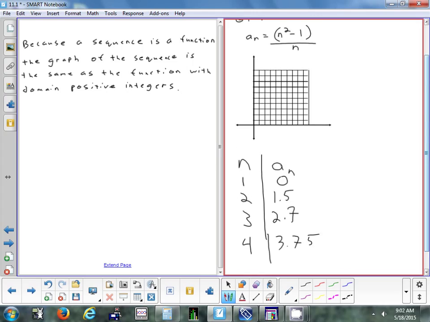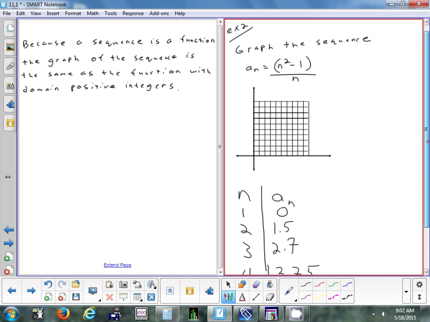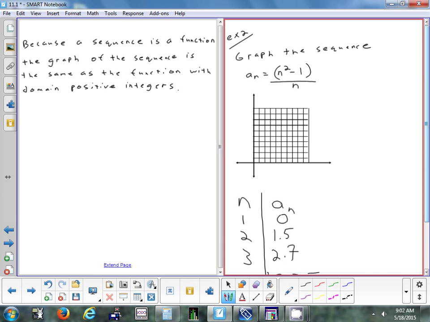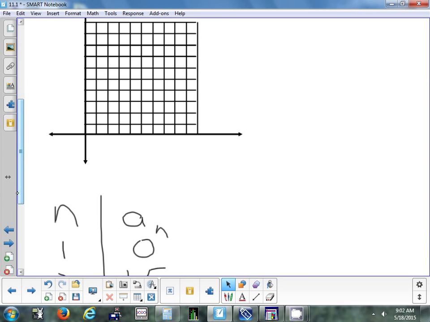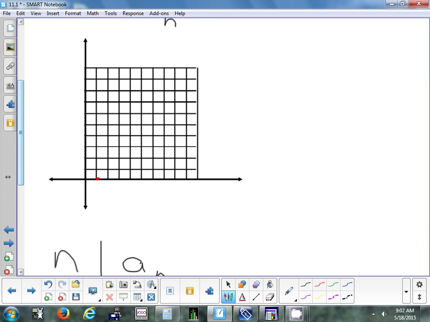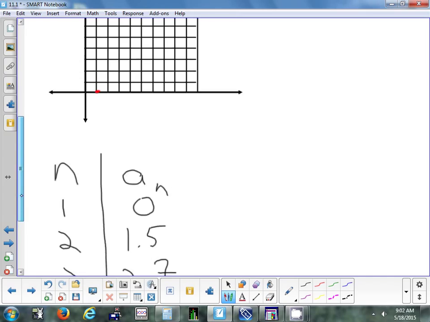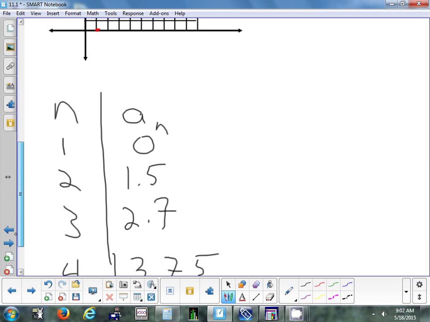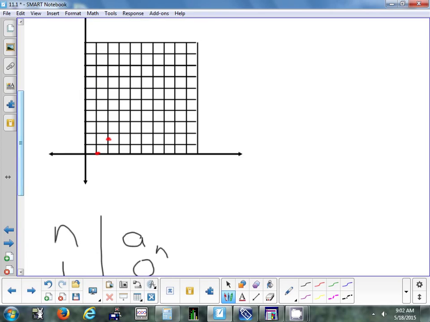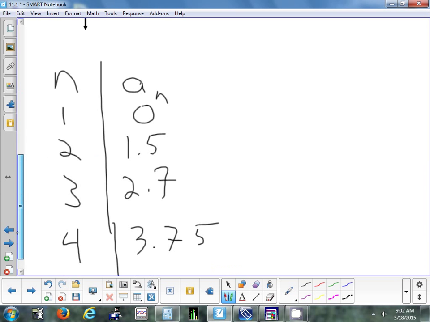Okay, so graph those points and only those points. Don't connect them because there's nothing between these points. All right, so we've got the point 1, 0. 2, 1.5. And also, once you graph the points, you might start to get an idea if it's a linear pattern, or maybe it's curving up faster than that. Okay, 3 is 2.7. And 4 is 3.75.